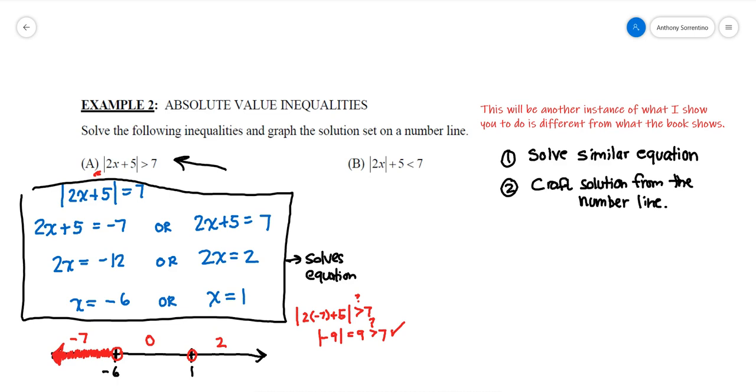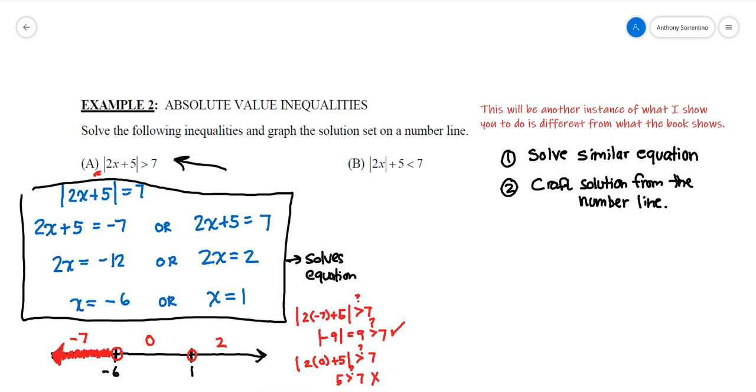Now 0. If I do the absolute value of 2 times 0 plus 5, is that greater than 7? Well, 2 times 0 is 0, plus 5 is 5. The absolute value of 5 is 5. Is 5 greater than 7? Well, no, it's not. That means 0 does not work in the original inequality, nor would I expect anything in the region where 0 lies. So I do not shade this middle region.